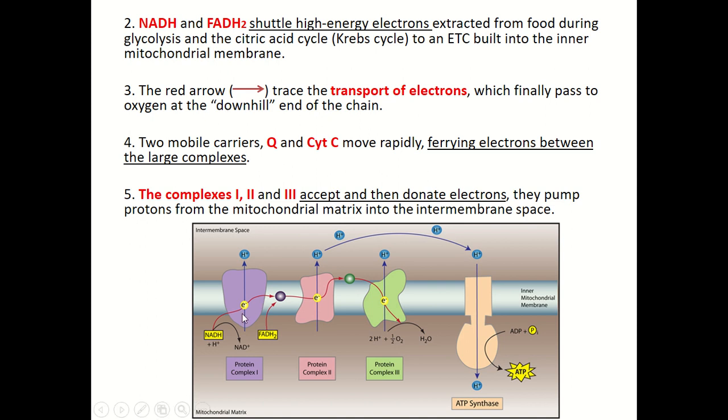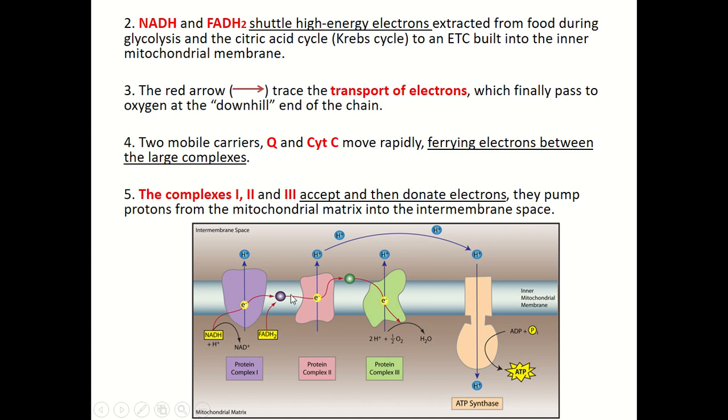The red arrow trace here, as you can see, refers to the transport of the electrons, which finally pass to oxygen at the downhill end of the chain. Therefore, oxygen is the final electron acceptor, and thus this hydrogen and oxygen later will produce a water molecule.